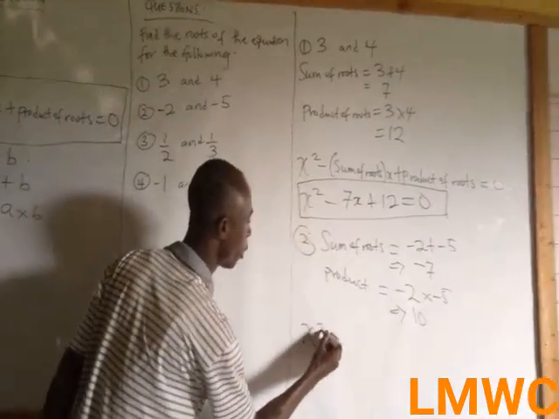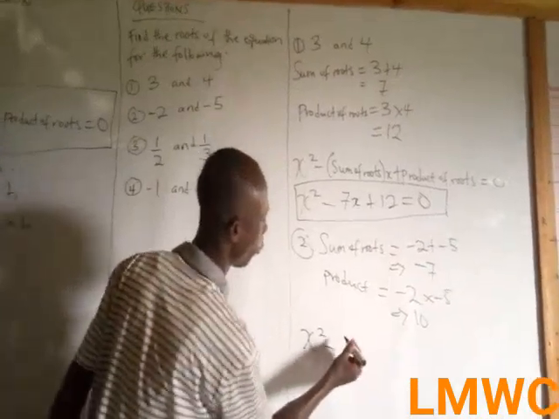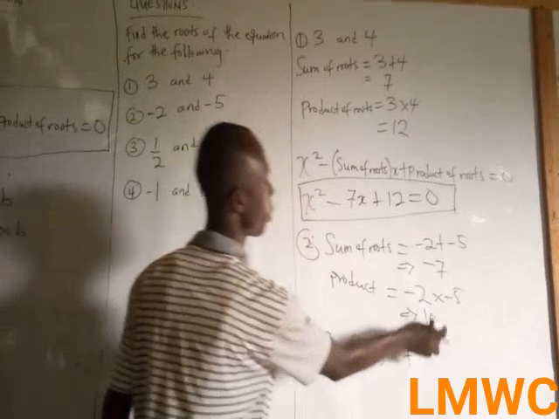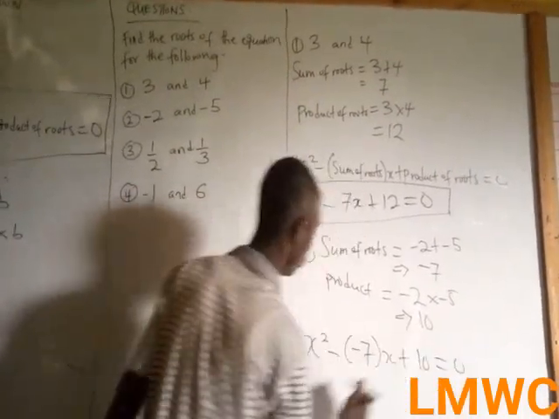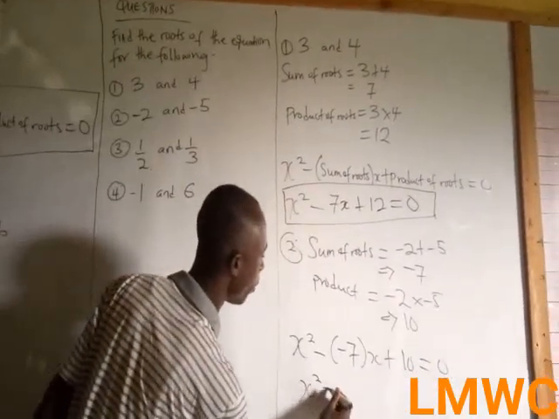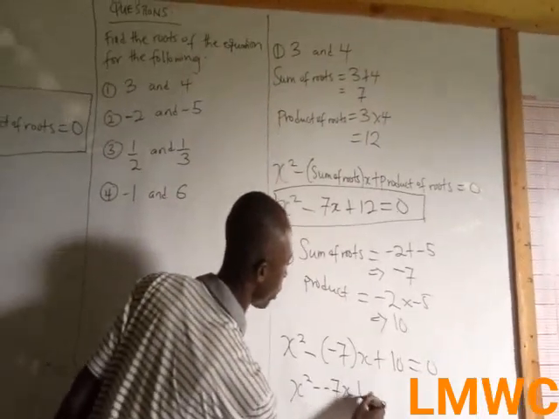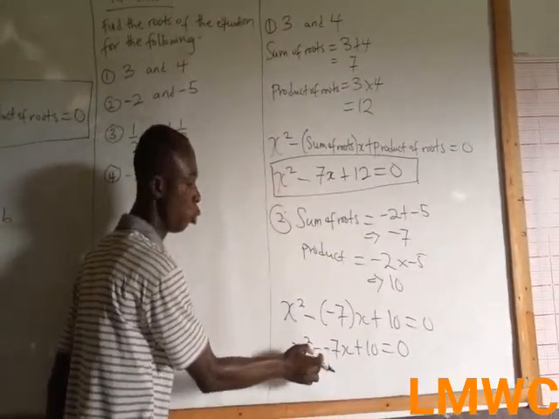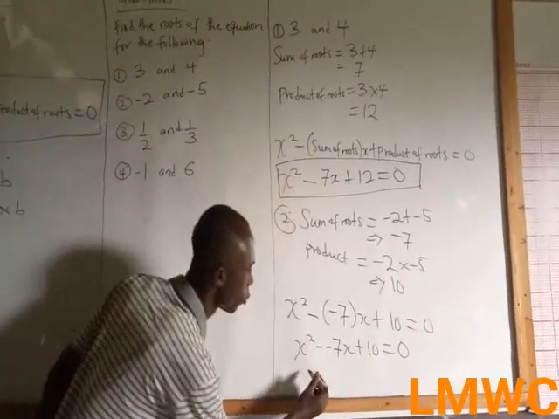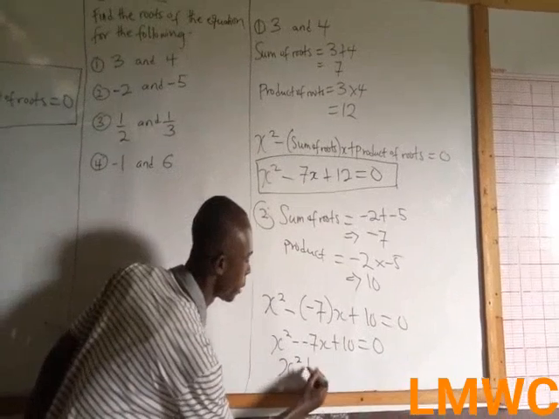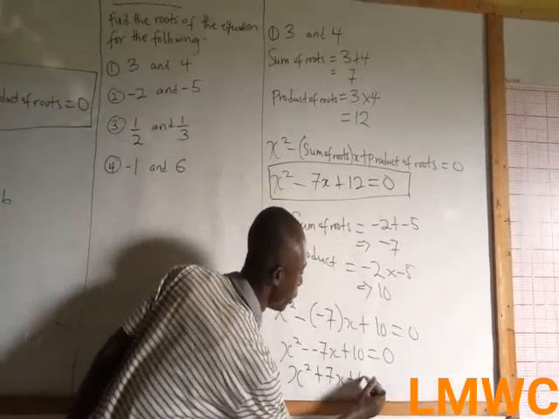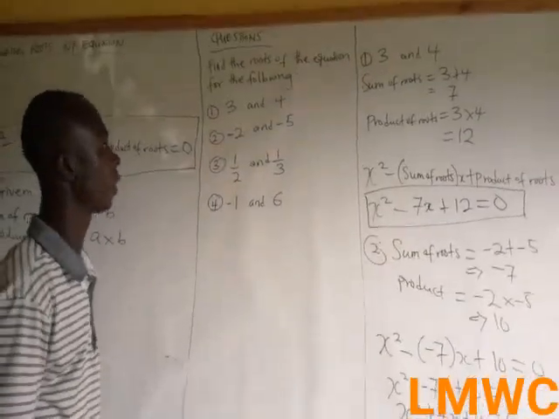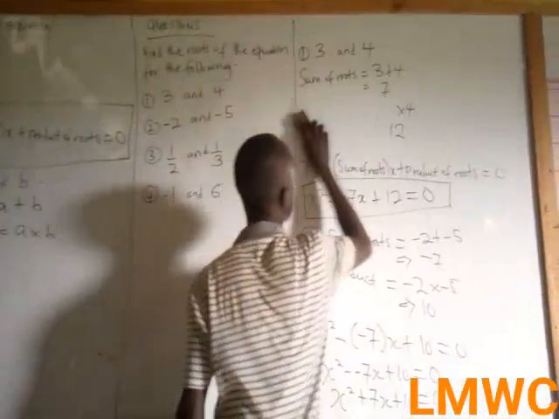So it becomes x squared minus, what is the sum of roots? We have -7x plus product of roots, which is 10, equal to 0. So it becomes x squared minus -7x plus 10 equal to 0. And in integers, I taught you that if two minus signs are meeting, it becomes what? Positive. So x squared plus 7x plus 10 equal to 0. That's the answer.